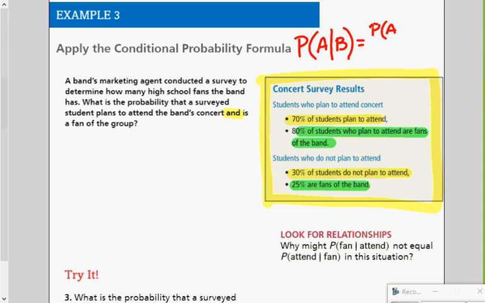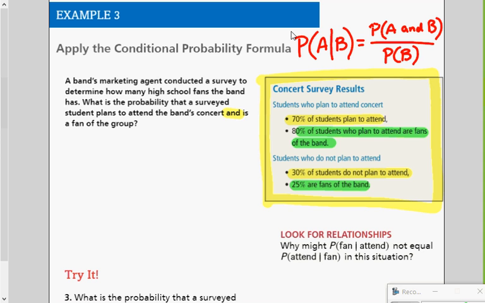probability of both A and B. These are two different things. A given B and A and B are not the same concept. And you divide by the probability of B alone. Okay?